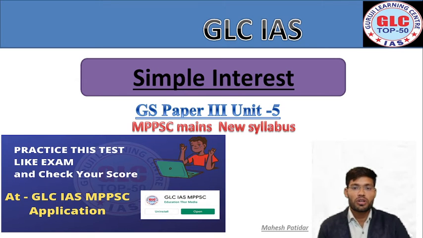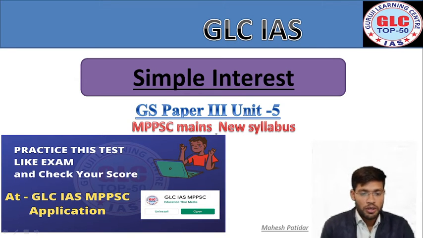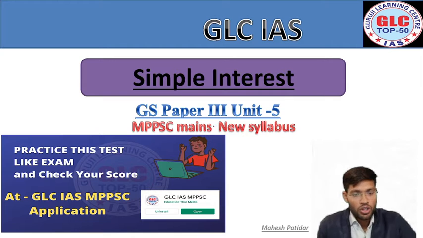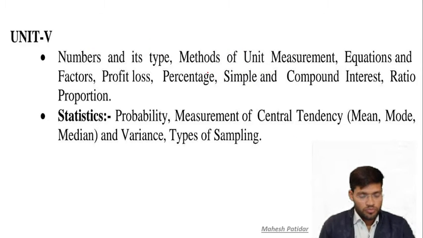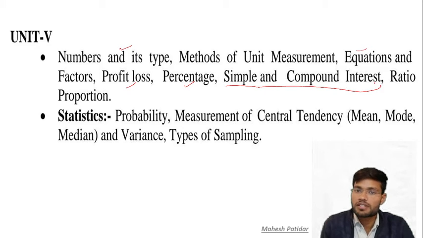Now, again, you are most welcome in the mains batch, GS paper 3, unit number 5. The topic is simple interest. Now, the syllabus of unit 5 covers equation and factor, profit and loss, percentage, etc. Today the topic will start with simple and compound interest by me.